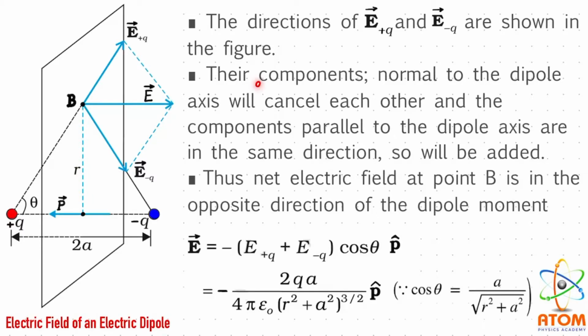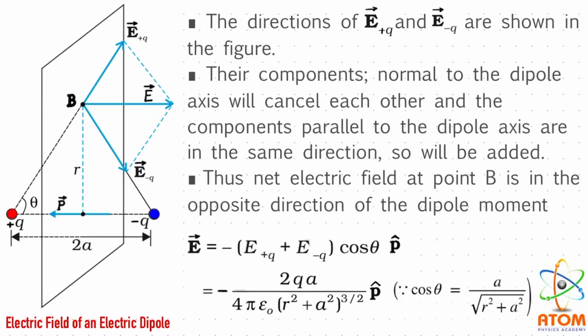In this case, the components which are normal to the dipole will be cancelled out. Here you can understand one component of E positive q and another of E negative q, both perpendicular to the dipole, have the same magnitude and opposite direction. So they both will just be cancelled out. The remaining electric field at point B is the addition of these two components of the electric field produced by plus q and minus q. And so the resultant electric field will be in this direction, which is opposite to the dipole moment.